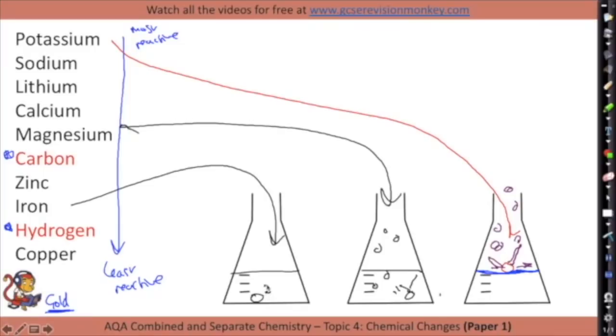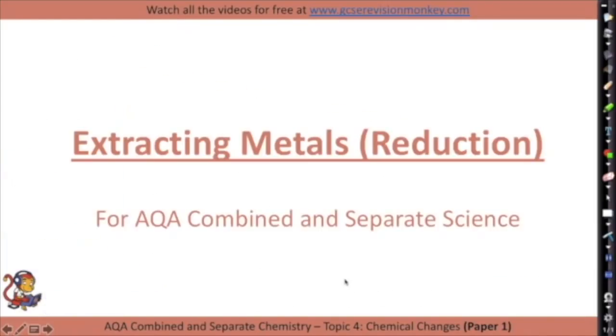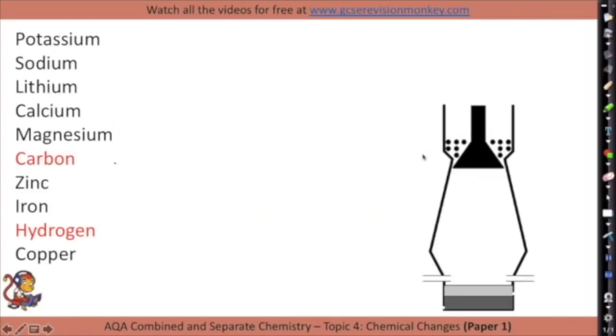That would give fewer bubbles of gas and would obviously be less reactive. So you might have to have a look at descriptions of experiments and then work out their order of reactivity. Linking into the reactivity series then, we're going to talk about how we can extract metals by the process of reduction, which is a chemical reaction we talked about earlier, which involves removing oxygen.